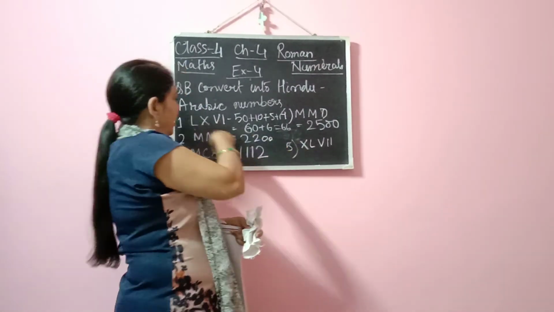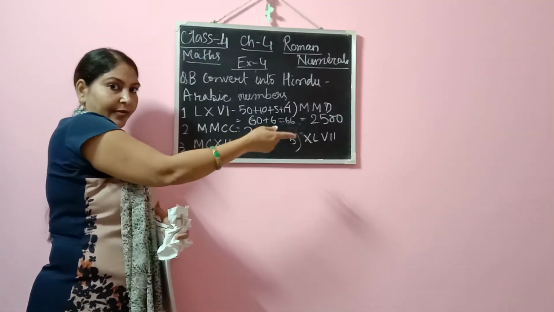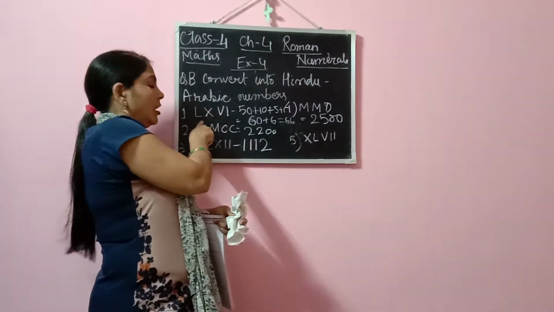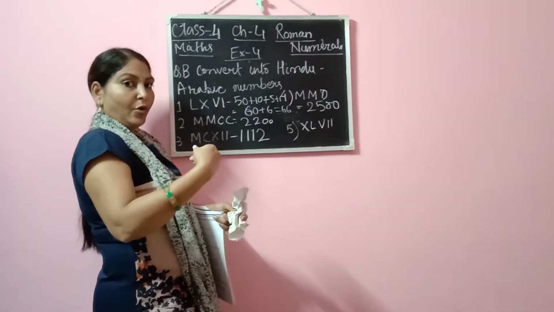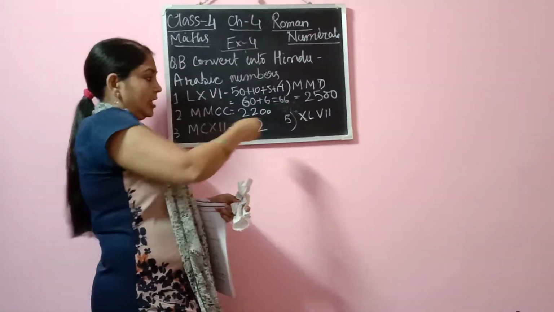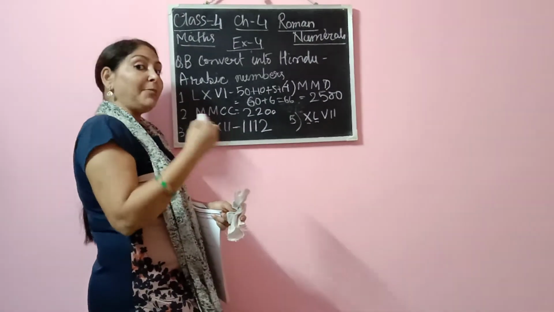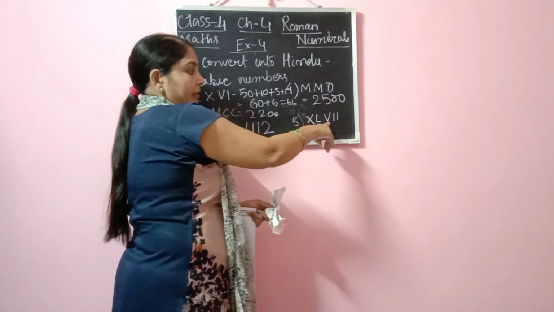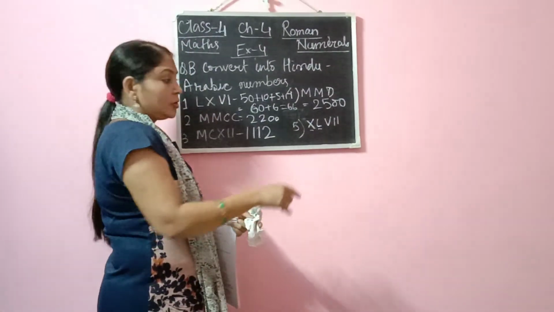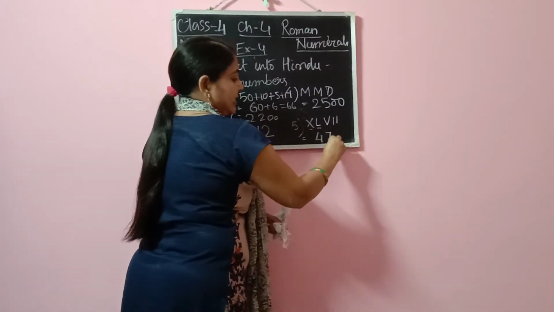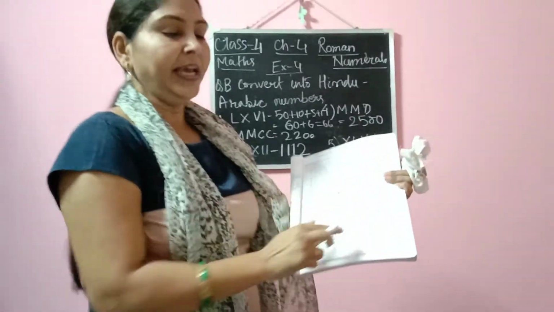Now the next one, number 5, XL. Here it is not LX. When we write a smaller value towards the right side, then we add. And when we write a smaller value before, to the left side, then we subtract. So here L is 50 and X is 10, so we are subtracting. 50 minus 10 is 40. And VII: V means 5 plus 1 plus 1, which is 7. So the answer is 47.